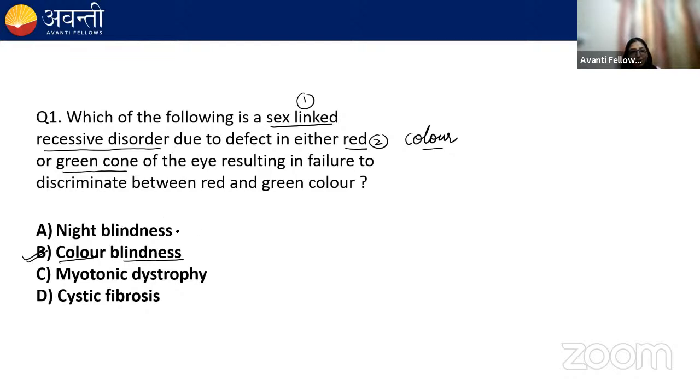Okay. So option A, which is your night blindness. So night blindness, beta, it occurs due to the deficiency of vitamin A. Okay. When you have the deficiency of vitamin A, this deficiency would lead to a disease which is your night blindness.